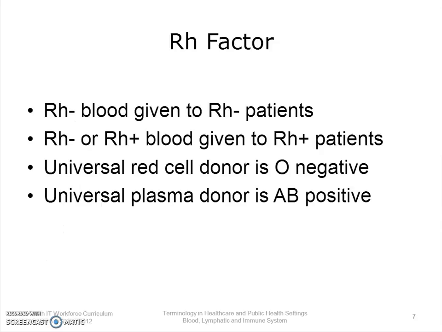In addition to the A and B antigens, there is a third antigen called the Rh factor, which can be either present, positive, or absent, negative. In general, Rh negative blood is given to Rh negative patients, and Rh positive blood or Rh negative blood may be given to Rh positive patients. The universal red cell donor has type O negative blood type. The universal plasma donor has type AB positive blood type.